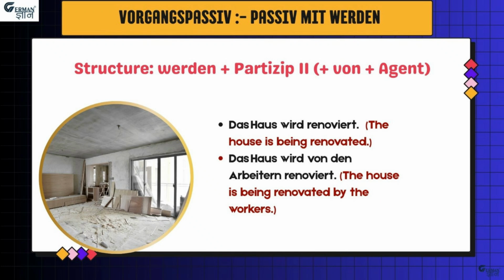So in this sentence I haven't told who has renovated the house, because when we write a sentence in passive, the focus is on the work, which work has been done, and not the person who is doing the work. So if you are removing the subject, it's okay. Then the second example is Das Haus wird von den Arbeitern renoviert, which means the house is being renovated by the workers. So now in this sentence I have also told who has renovated the house.